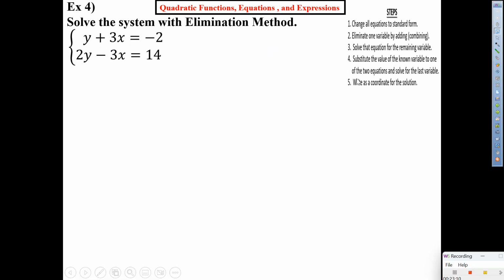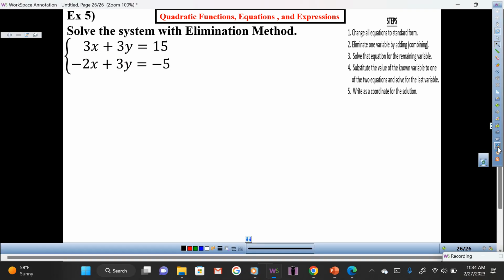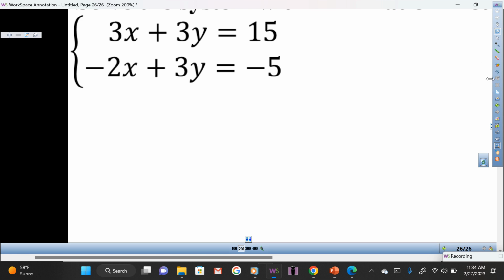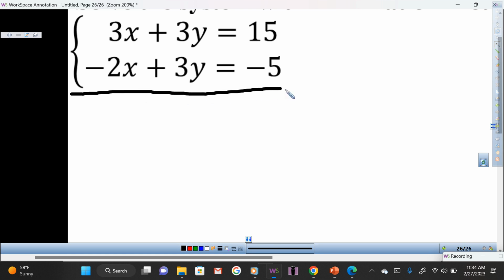Okay, copy this one. Example number 5. System, 3x plus 3y equals 15, and negative 2x plus 3y equals negative 5. I'm going to zoom into this one because this one has a little slider to it. There it is. Question, are they in standard form? Yes, so draw your line across. Look at them. Which one's going to eliminate?